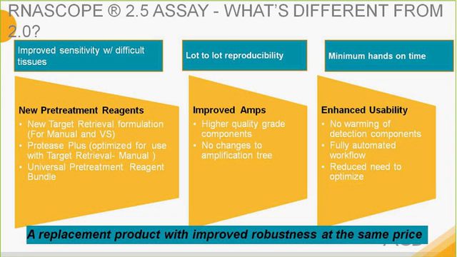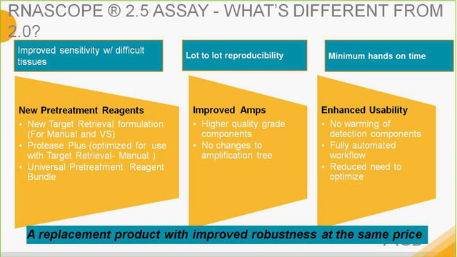More specifically, we are releasing new pretreatment reagents to be used with our 2.5 detection kits. We have a new target retrieval formulation for manual and VS, and we are also introducing a new protease plus for use with this new target retrieval. Also, we are introducing a universal pretreatment reagent bundle that combines all of the pretreatments in a particular kit.